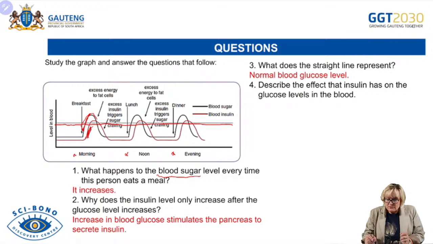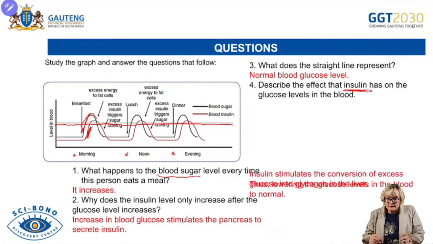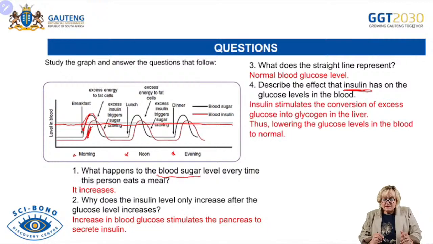Then they say, describe the effect that insulin has on the glucose levels in the blood. I think we have answered a question like that just now. Let's see. Yes, insulin stimulates the conversion of excess glucose into glycogen in the liver, thus lowering the glucose levels in the blood to normal. All right.